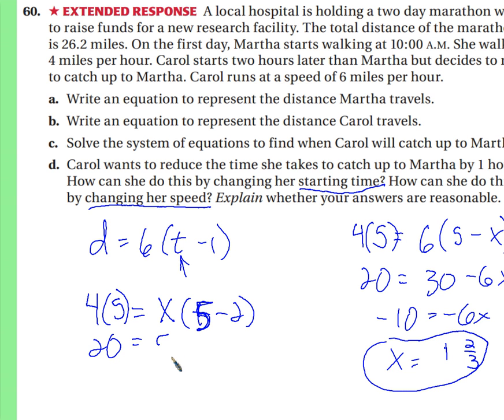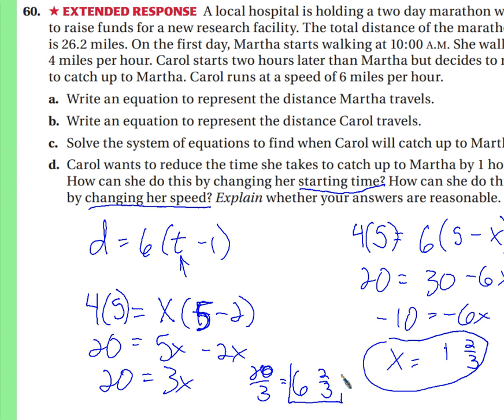We have 20 equals 5x minus 2x. 20 equals 3x, so you divide 20 by 3, okay, that's our speed, and that comes out to be 6 and 2/3. What does that mean? x is equal to 6 and 2/3 in this case. That's how fast you need to go. Instead of 6 miles an hour, 6 2/3 miles an hour. In 1 hour, instead of going 6, you should go 6.6666 miles.